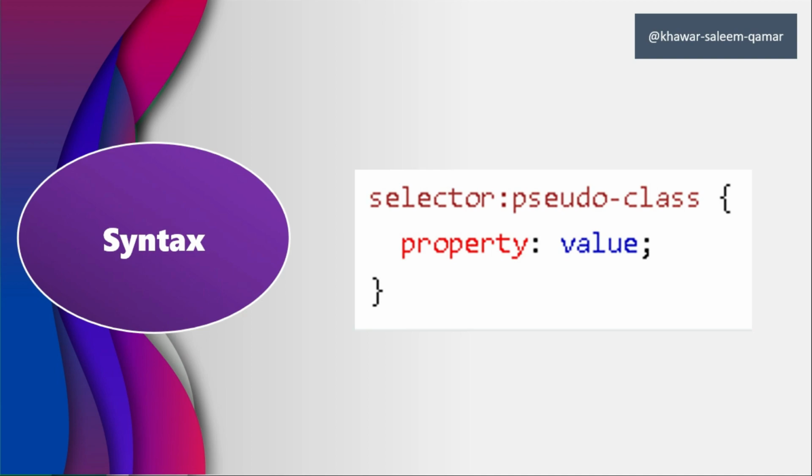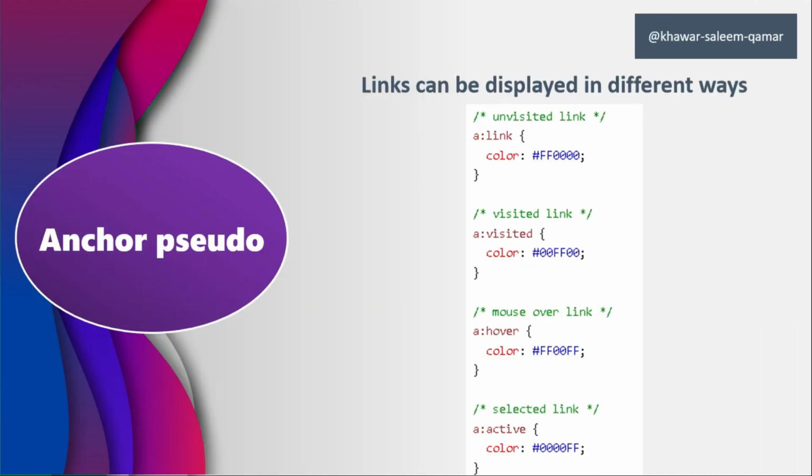So actually the syntax of writing and styling these pseudo classes in CSS is the following. First we write the selector of the element that we want to style, the state of which element we want to style, followed by a colon and the name of the pseudo class that we want to style. Let us see some examples so that you may get a better understanding.